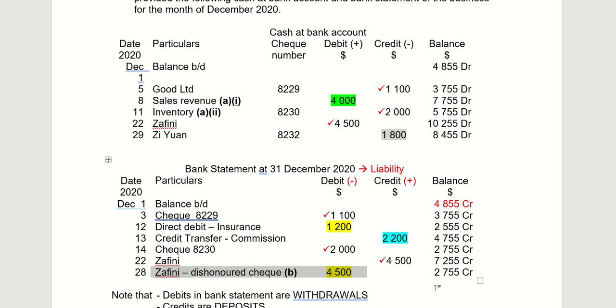Then after that, you realize there's not enough money in Zafini's bank account, and that's why this is a dishonored check. Now, with a dishonored check, the bank doesn't call the customer up. Actually, the bank will inform the customer through the bank statement. So this is new information to you. You did not realize that Zafini could not pay. All right, it's new information.